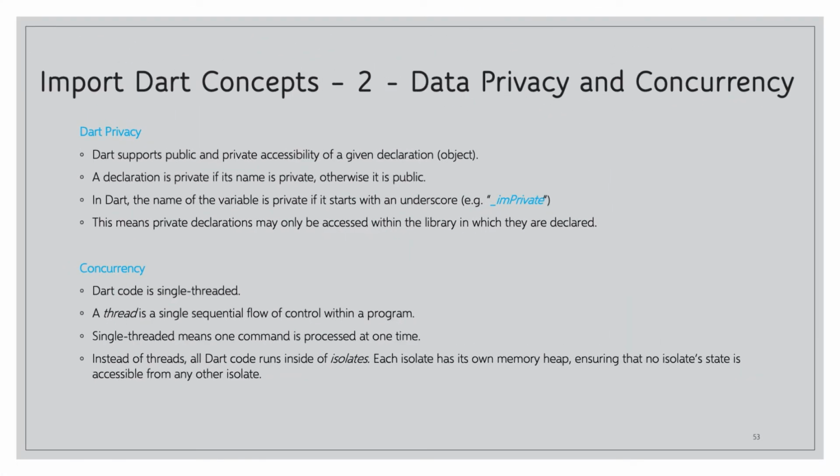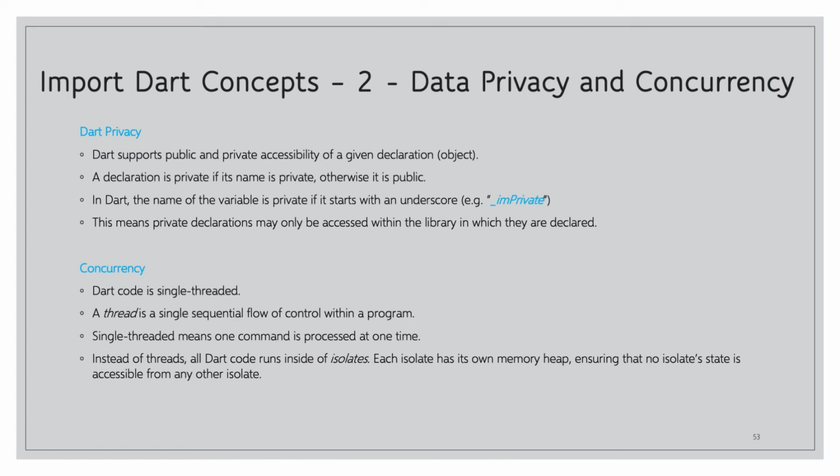Some additional important concepts. Slide 2, data privacy and concurrency. Dart supports public and private accessibility of a given declaration or object. A declaration is private if its name is private. Otherwise, it's public. In Dart, the name of a variable is private if it starts with an underscore, such as I show here in the underscore I'm private variable. This means private declarations may only be accessed within the library in which they are declared.